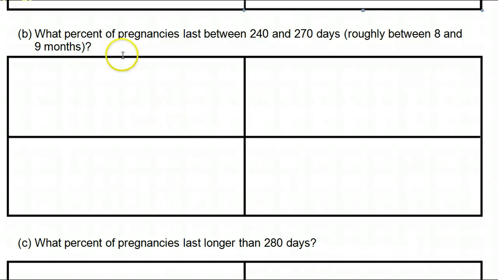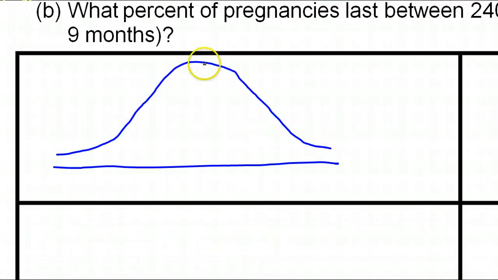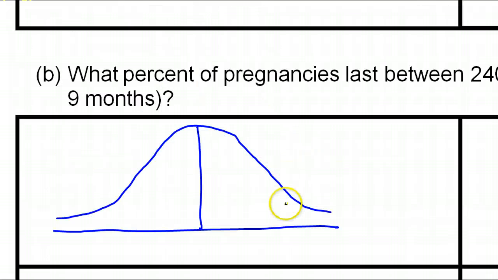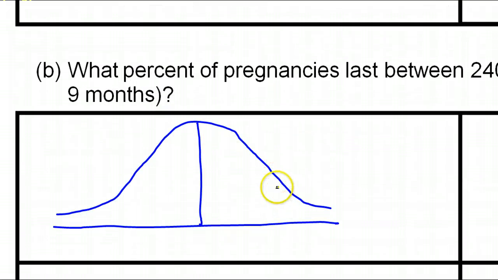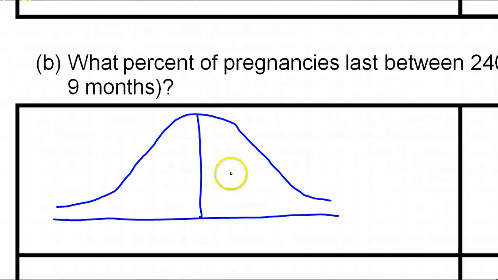All right, so part B. What percent of pregnancies last between 240 and 270 days? Again, your first step is to draw your distribution, this bell curve. Put your line down the middle for the mean. We're still dealing with the same overall situation, so the mean is still 266.